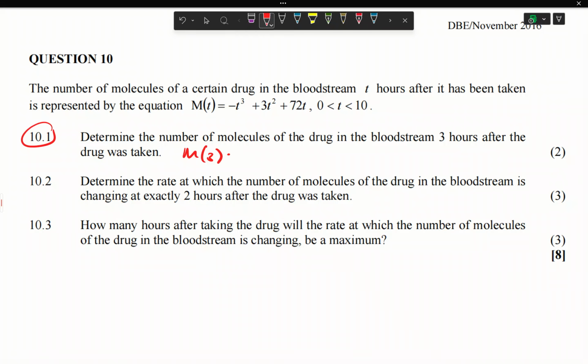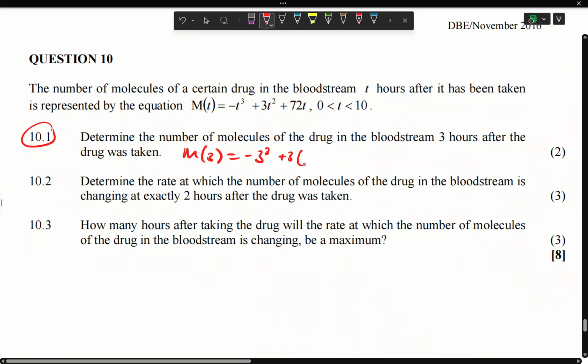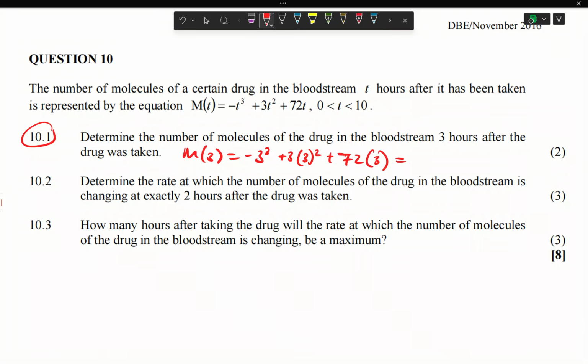M at 3 is equal to negative 3 cubed plus 3 into 3 squared plus 72 and then 3. So let me see. Negative 3 cubed plus 3 into 3 squared and then plus 72 times 3. So my answer is 216. This is what I got there, guys. Yeah, this is what I got. So this is 216.